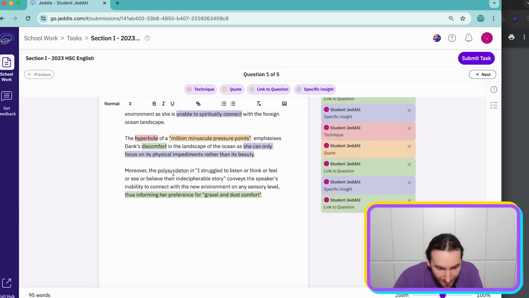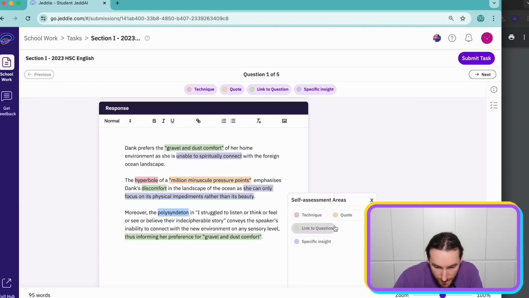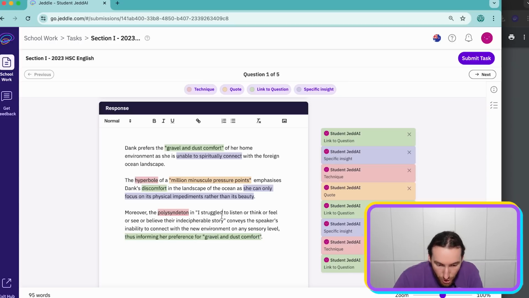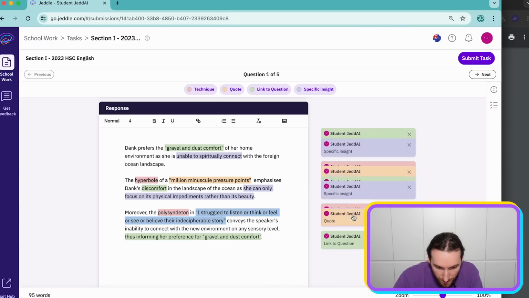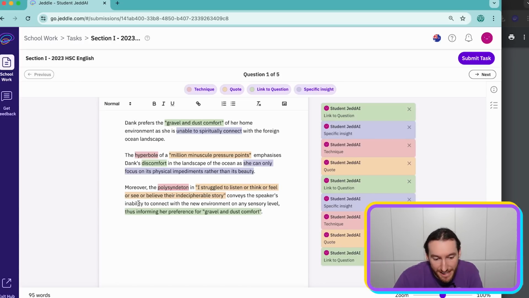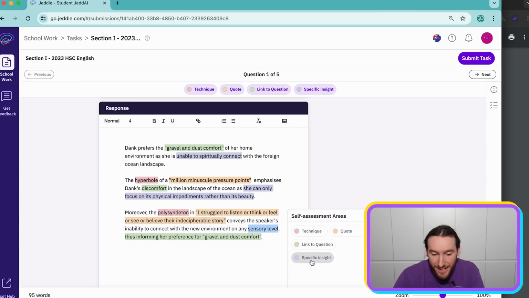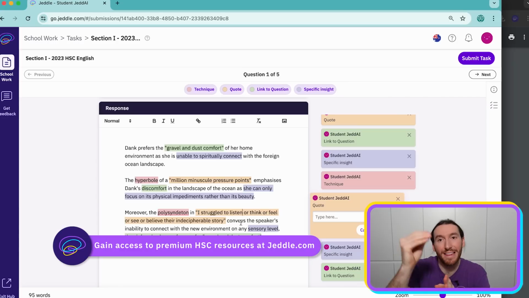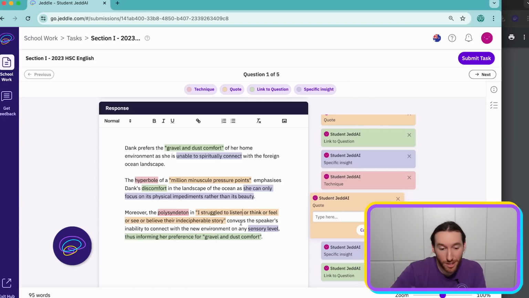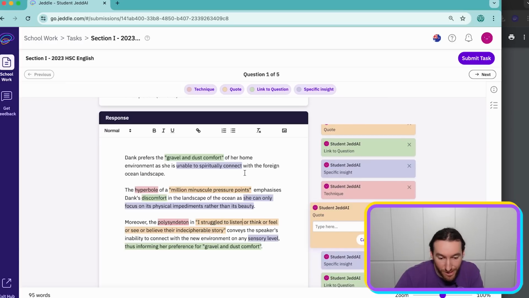That's great. And then we can see all of the components. Got my technique in there. I wasn't too fancy with the way I structured this, so we will just put this in like that. Conveys the speaker's inability to connect with the new environment on any sensory level. The sensory level is the thing that directly connects with the words of the quote. That's what's going to give you that sophistication, and you only have to do one of those specific related points each sentence of analysis, and then make sure there's a link to the question. Great, 3 for 3. There's all the components.